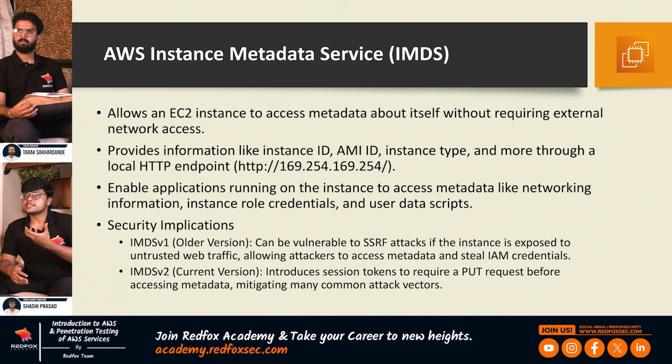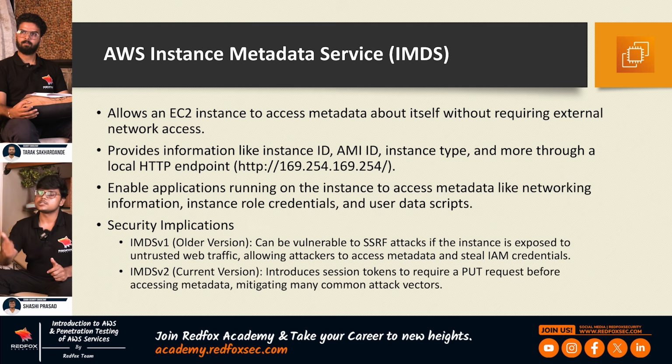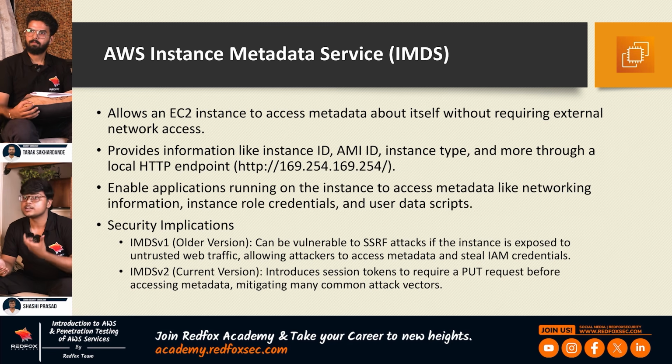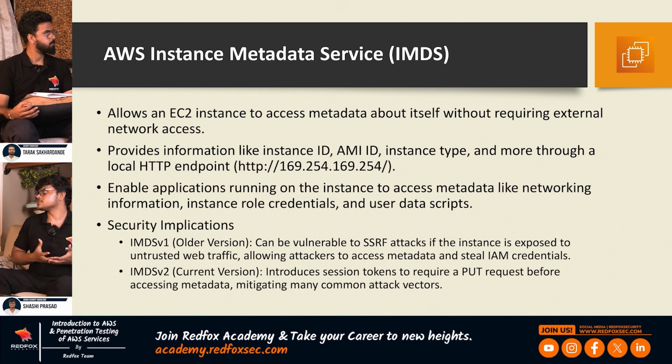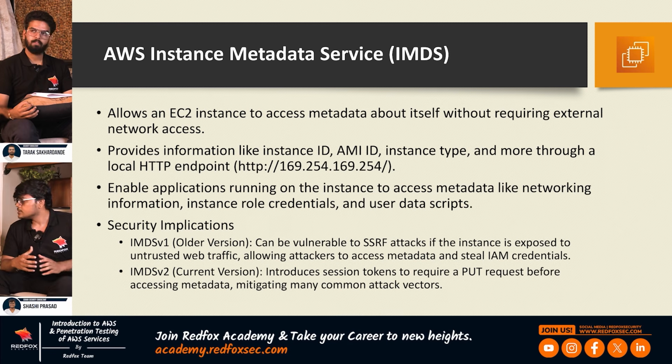And in this instance data, we have other things as well, as you can see that it has the networking information, instance role credentials, and even user data scripts. So if an attacker can access this service, they can query out the networking information and role credentials, which have the permissions. God knows what permissions these roles have. Then it also has the user data scripts, which is the script that will run when an EC2 instance starts.